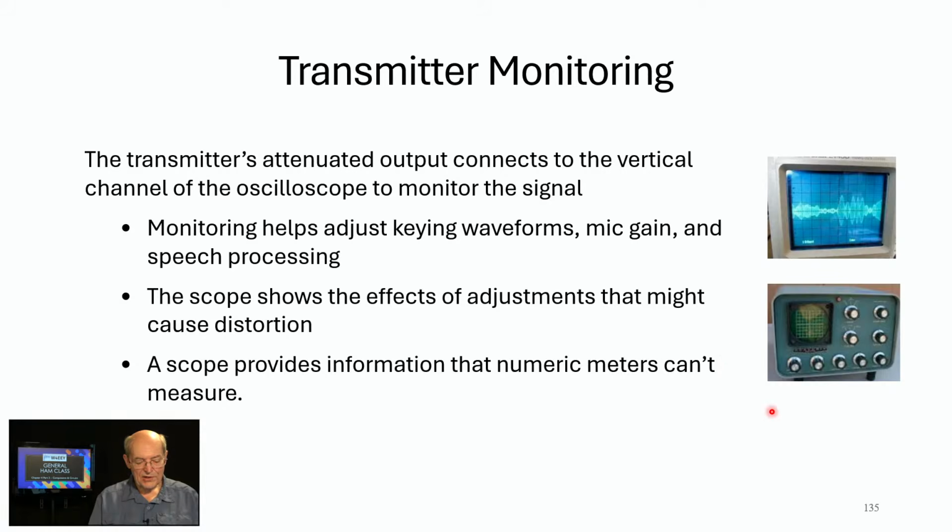For transmitter monitoring, a lot of hams used to use something like this. I've got one of these, but I don't use it, and I think Gary's got one too, probably in a box someplace. Some hams will just use an oscilloscope that they get at a Hamfest cheap if they want to monitor their transmit signal. Transmitter monitoring can be useful if you want to adjust keying waveforms. There's adjustments in your transceiver for doing that, and you can monitor what's going on.